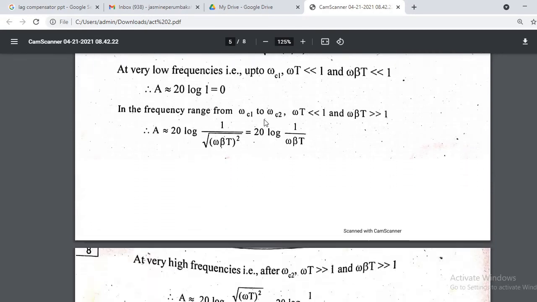In the frequency range omega C1 to omega C2, omega t is less than 1 and omega beta t is greater than 1. So we will get A equal to 20 log 1 by root of omega beta t square, so 20 log 1 by omega beta t. In this range, for every frequency less than omega C1, the magnitude is 0, a constant magnitude. But from omega C1 to omega C2, the magnitude A equals 20 log 1 by omega beta t. So the magnitude A depends upon omega. For each omega, the magnitude changes.